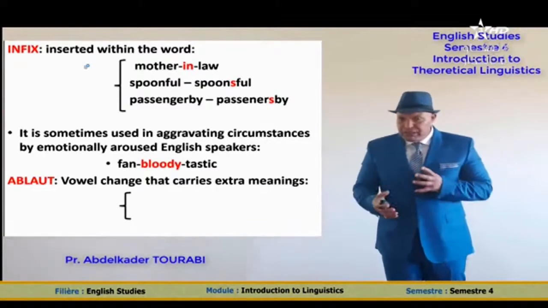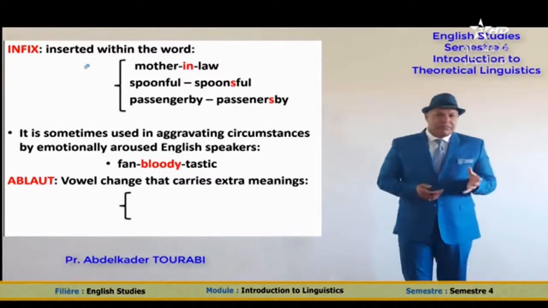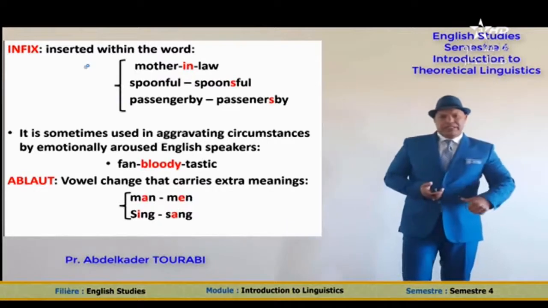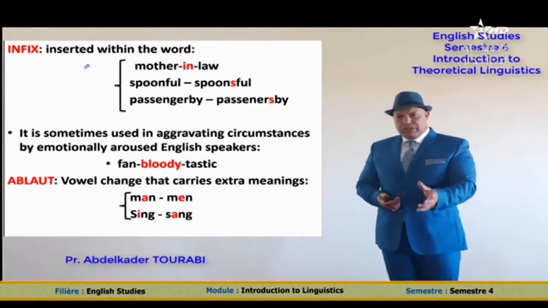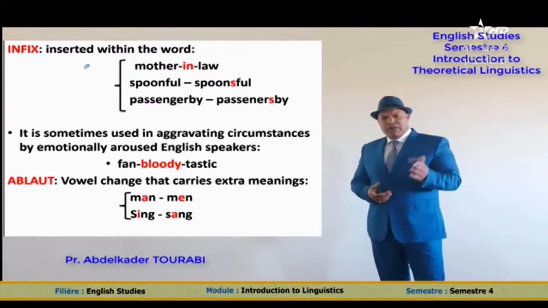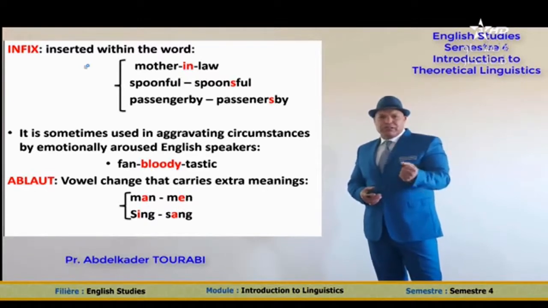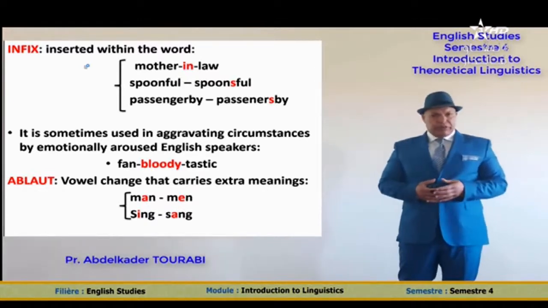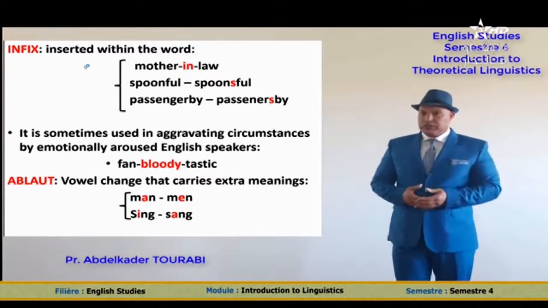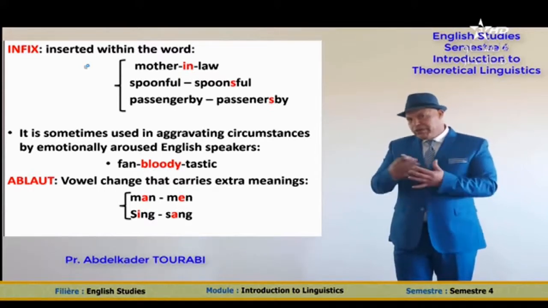Ablaut. Ablaut is a vowel alternation, or we call it a vowel change that carries extra meaning. We take an example here. When we say man and men, sing and sang, we have a change of the vowel from one word to another. As I told you, this also is not very rich in the English language, but we take an example from English because we're dealing with language, with the Department of English Studies. That's why we give examples.